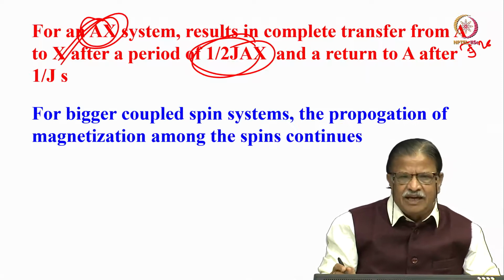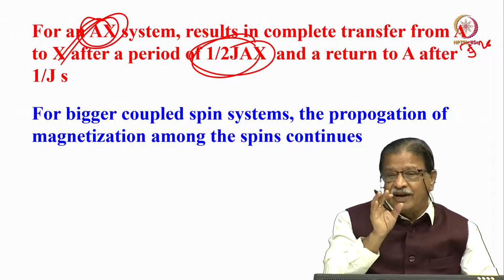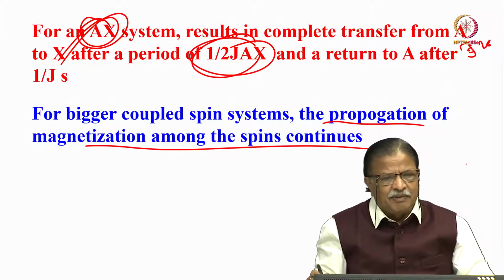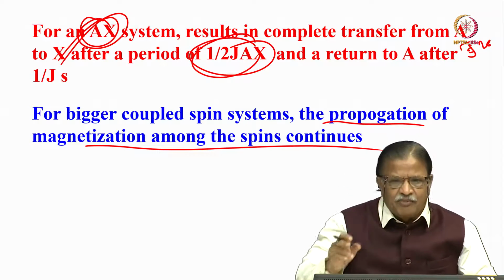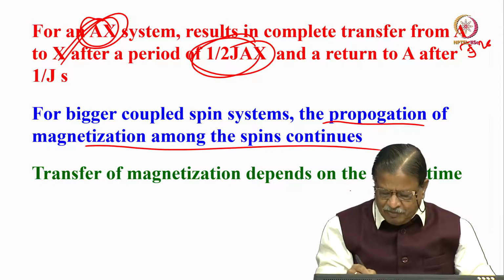For the remaining J, half J, it will come back. Of course, this is only an example of two spins. The propagation of the magnetization among the coupled spins still continues if there are more coupled spins. It is not a simple explanation, and it depends upon the mixing time.